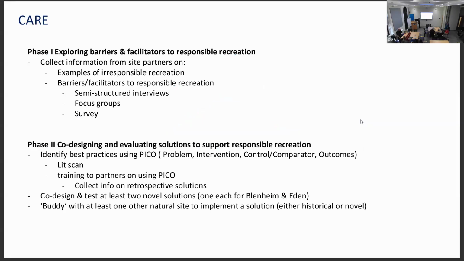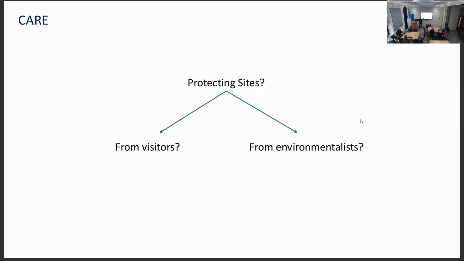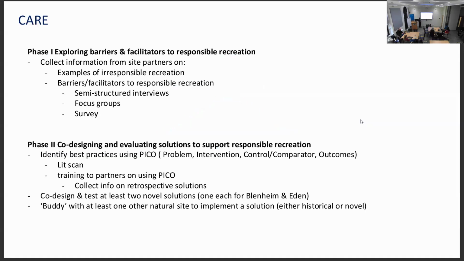So we have two broad phases to the project. Phase one was looking at the barriers and facilitators and the types of irresponsible recreation that we were finding that were problematic for both visitors as well as site managers. We didn't just want to look at one stakeholder group, because we wanted to look at both of these entities as key stakeholders. What we don't have is nature's voice, but we expect that the environmentalists may represent nature's voice here.